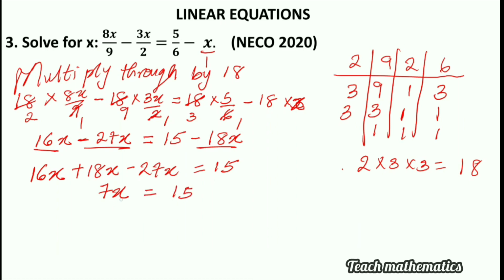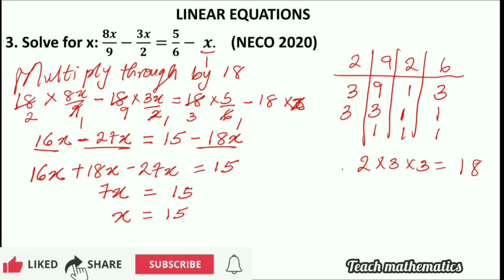And so the coefficient of x is 7. But divide the other side by the coefficient. So 15 over 7 and x equals to 2 whole number 1 over 7.